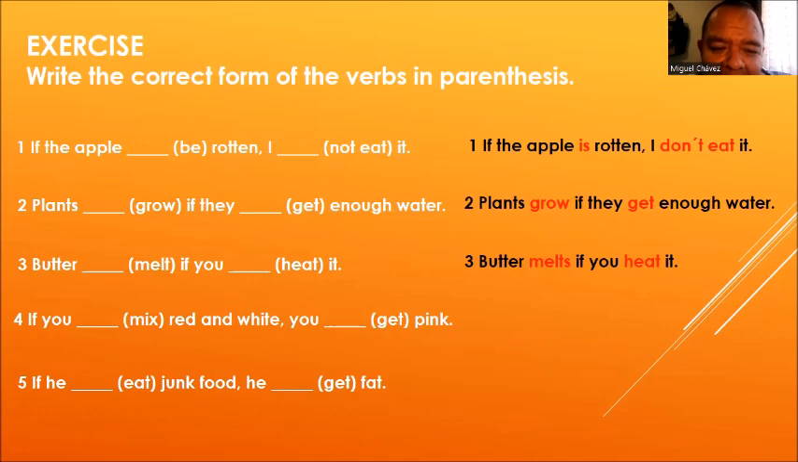It's very easy because it's the same as number 2. If you mix red and white, you get pink. Exactly. Thank you so much, Astrid. Excellent. If you mix red and white, you get pink. Okay. Let's see number 5.